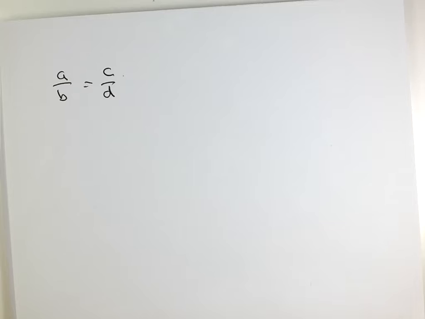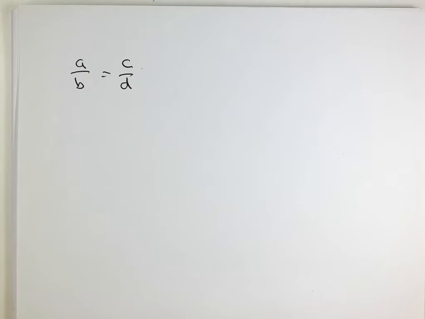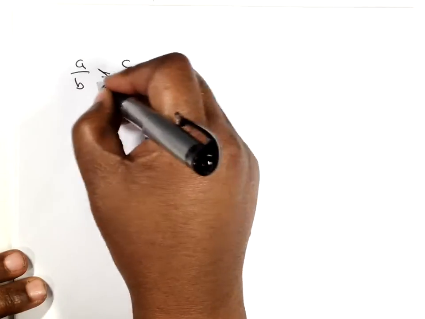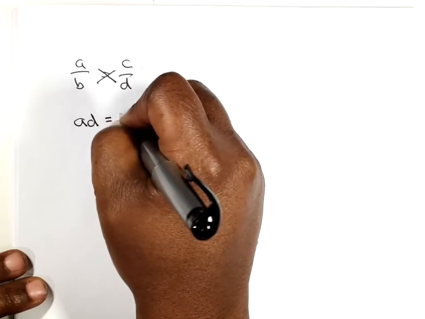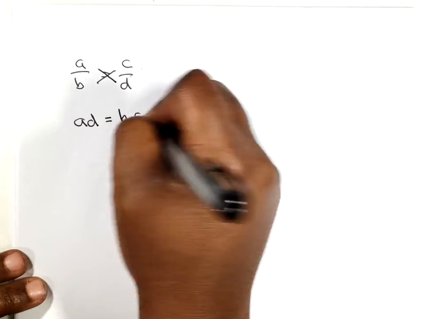So before I finish the next grouping, do you remember if you have two fractions just equaling each other? So I have a over b equals c over d. They're proportions. And how we solve them is we cross multiply. So that would equal a times d equals b times c.